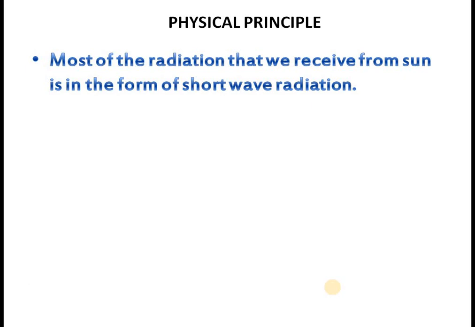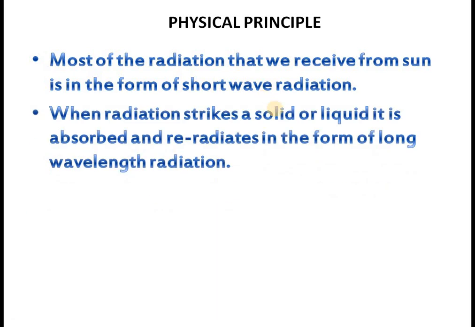Now let us come to the physical principle, how the greenhouse effect is used in solar energy collectors. So in a solar energy collector, most of the radiation we receive from the sun is in the form of short wave, first thing. Secondly, when radiation strikes that device, the box, it is absorbed by the black surface. You have seen the box and the black surface. But when the black surface re-radiates, what happens? The wavelength is large, so it cannot penetrate the glass.